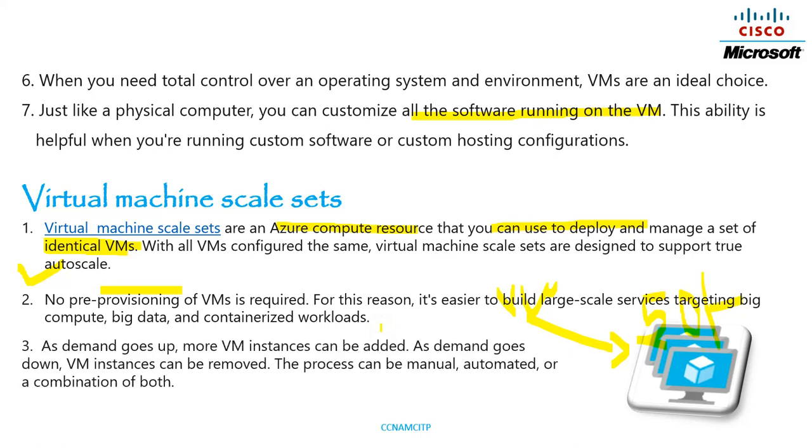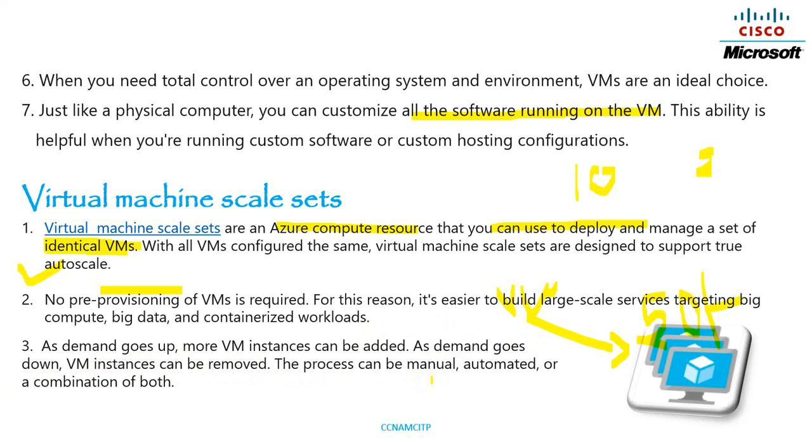Apart from this, guys, as demand goes up, for example, today I'm using 10 VMs, and immediately I need 200 VMs. More VM instances can be added immediately. As demand goes down, I can decrease it. VM instances can be removed.